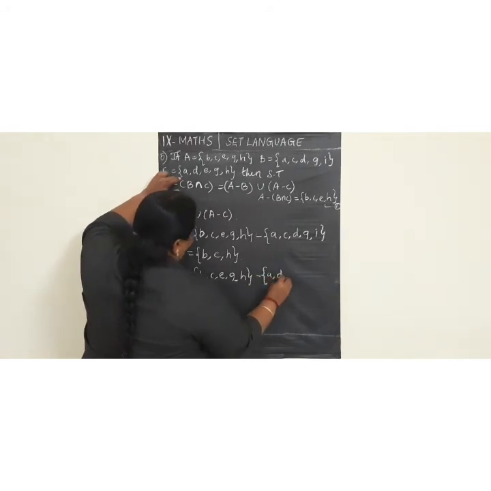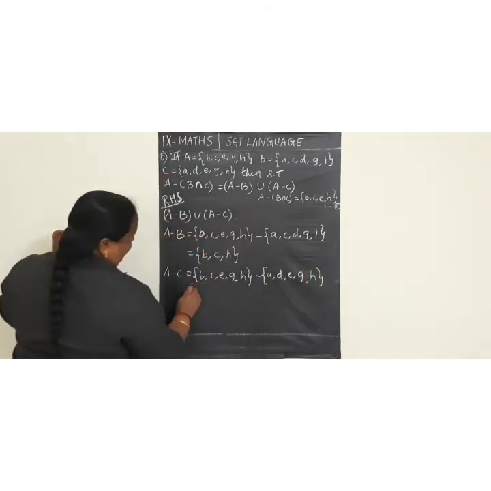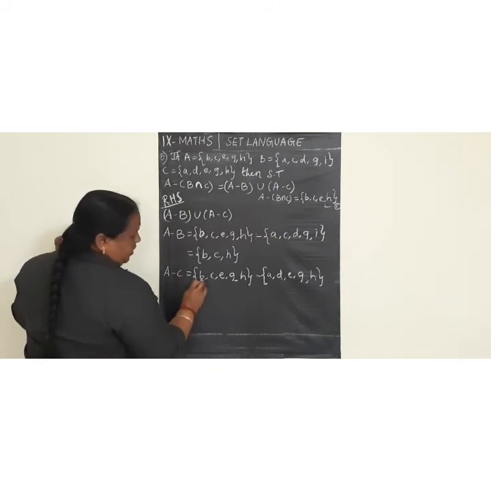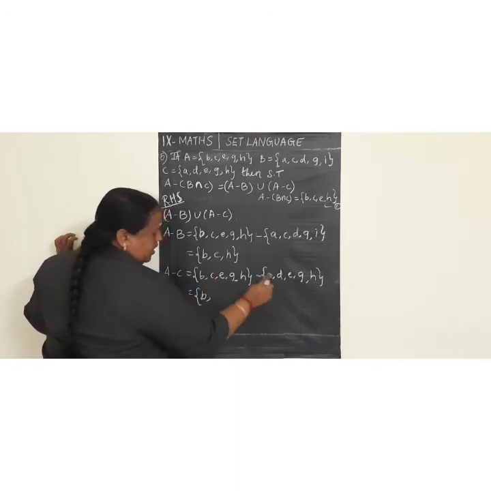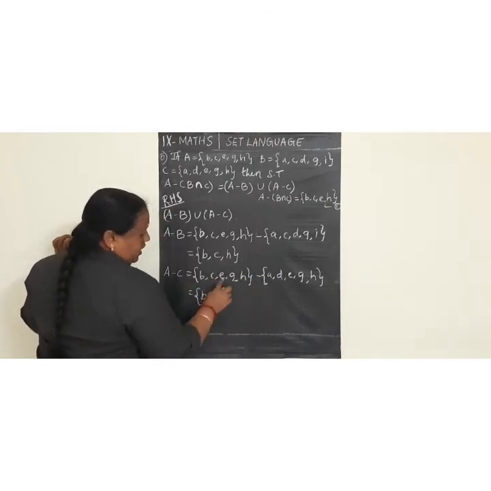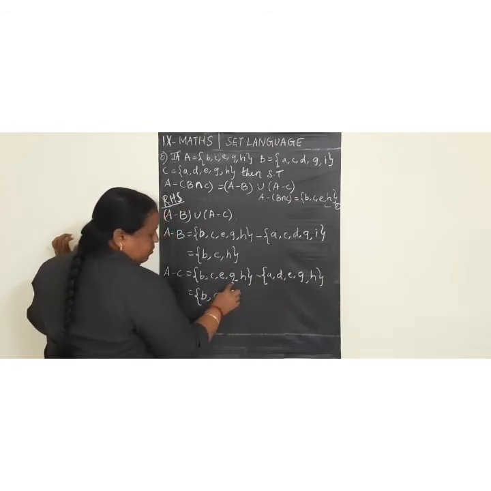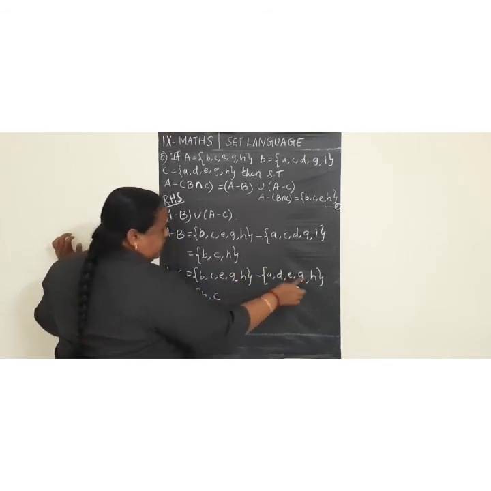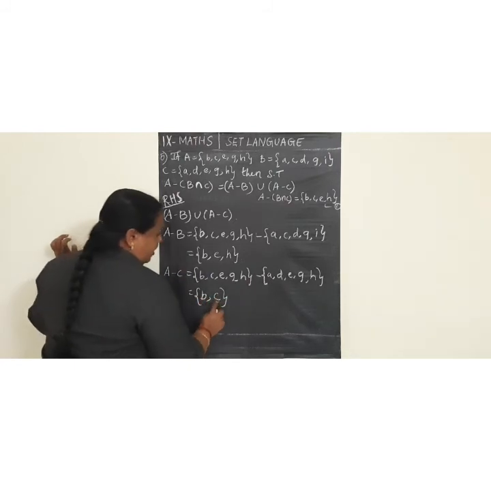A, D, E, G, H is equal to, first element is B. B is not present there, so we have to write B. Next element is C. C is not present there, so we have to write C. Next element is E. E is present there in the set C. Next element is G. G is also present in set C. Next element is H. H is also present there. So A minus C is equal to B, comma C.